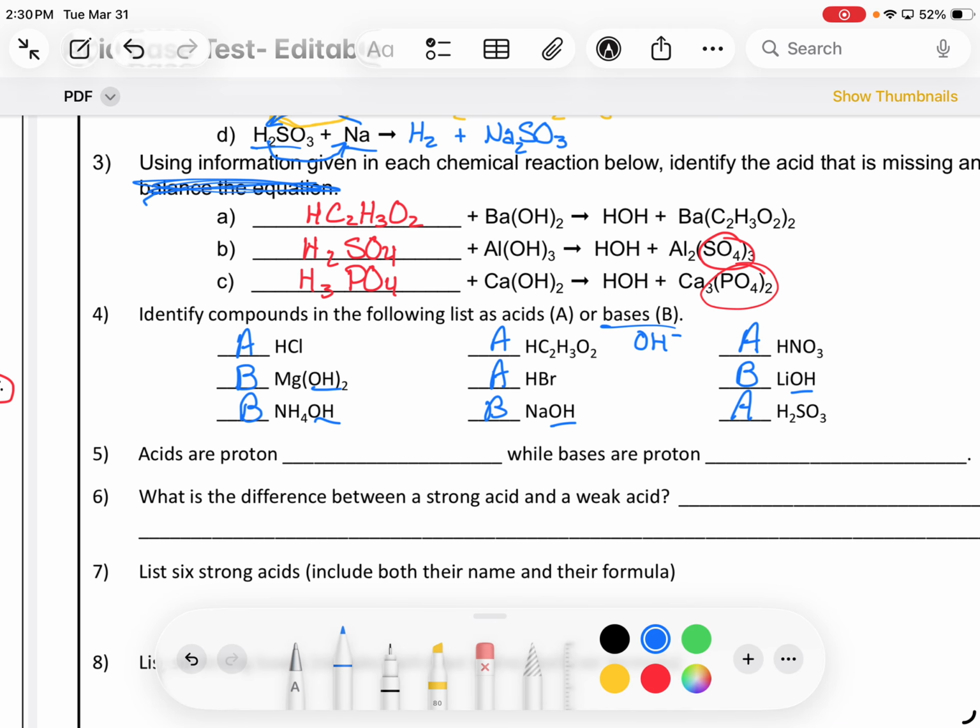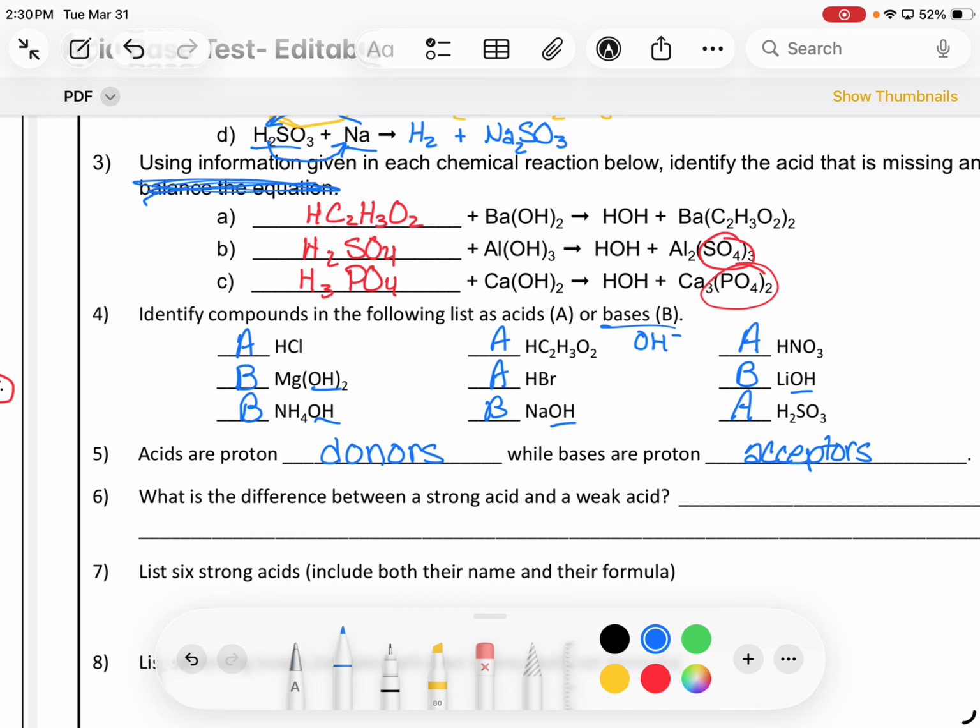Next, acids are proton what, while bases are proton what? Now this is hugely fundamental, and please do not miss this. Acids are proton donors. We mentioned this in our notes. You want to make sure you know those concepts. Acids are proton donors, while bases are proton acceptors.